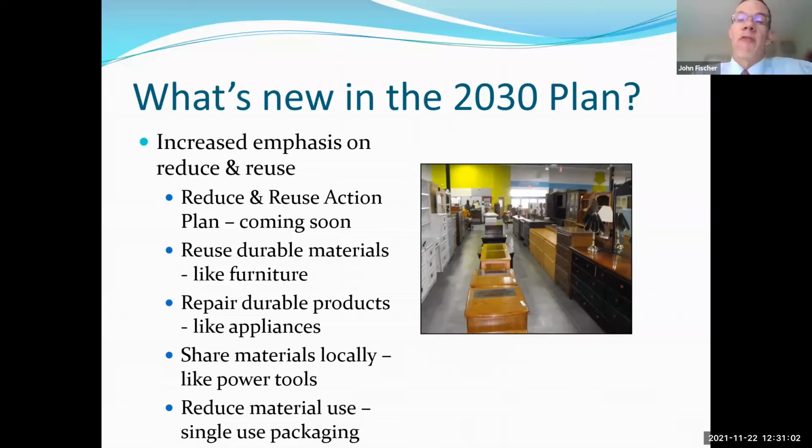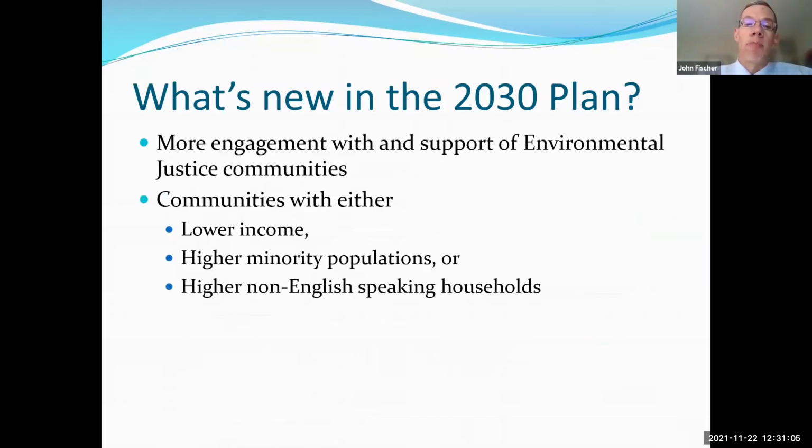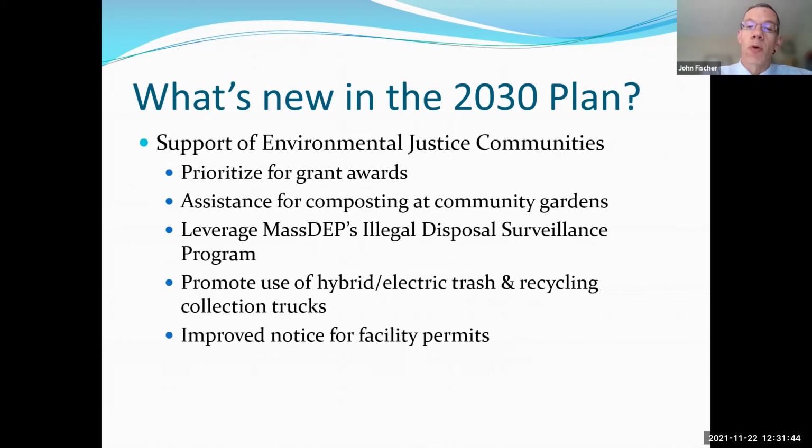Another big area of emphasis in our 2030 plan is better engagement with and support of environmental justice communities. And this is a focus of our solid waste master plan, but it also runs through all of MassDEP's programs and policies. This is something that's being reassessed across the board. And when we talk about environmental justice communities, we mean communities with certain defined characteristics in terms of either lower income populations, higher minority populations, or higher non-English speaking households, or households with limited English proficiency. And our focus in the master plan is how we can provide more support to those communities.